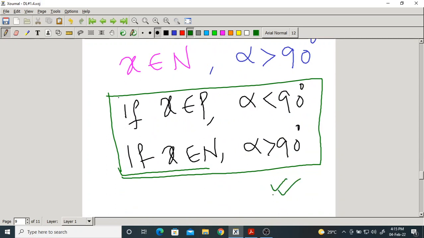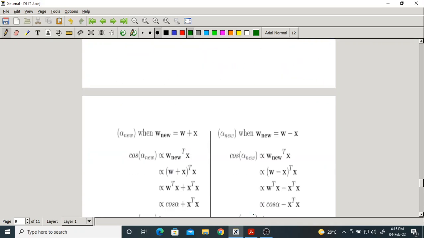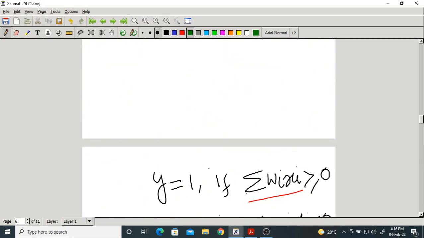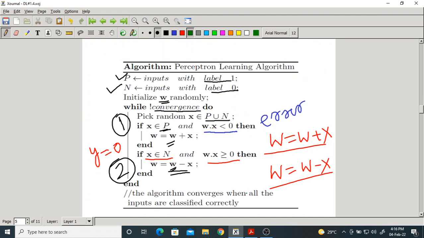Now let us go to the algorithm. In the algorithm, what happened? We are getting errors. X belongs to P and the dot product is less than 0. Obviously, when X is positive, the dot product must be greater than 0 or greater than or equal to 0. So we are getting error. So to correct the errors, we are updating the W. How are we updating? Addition. Here we are updating the W by subtraction. Because these two are the cases where we get error.